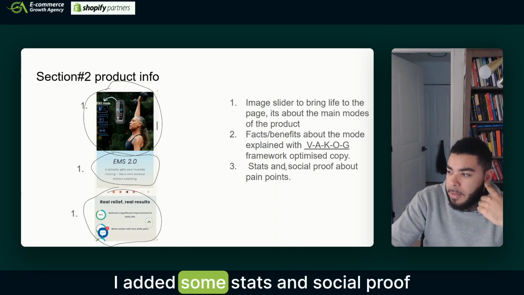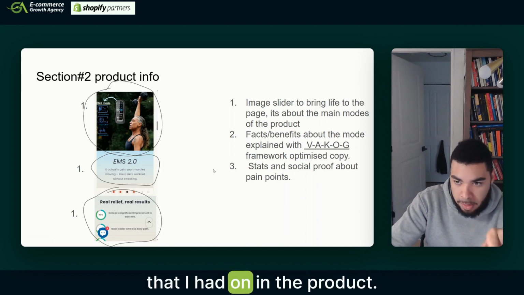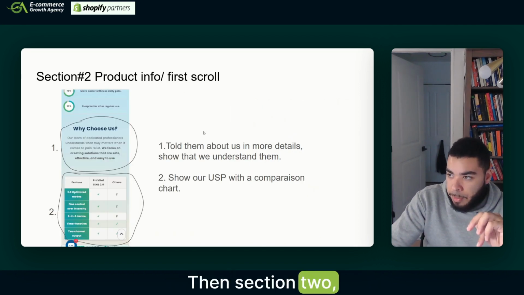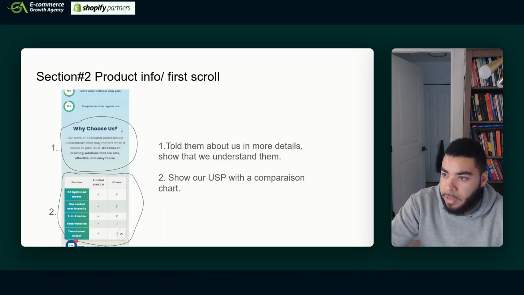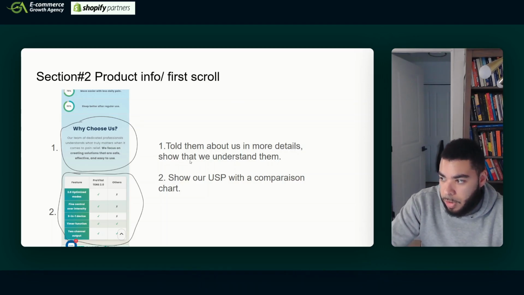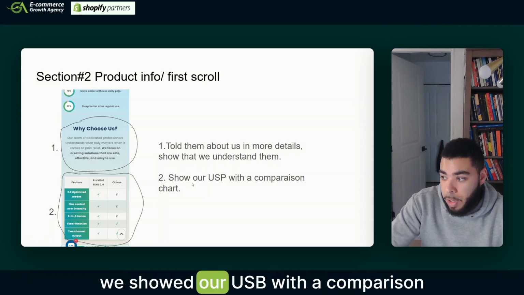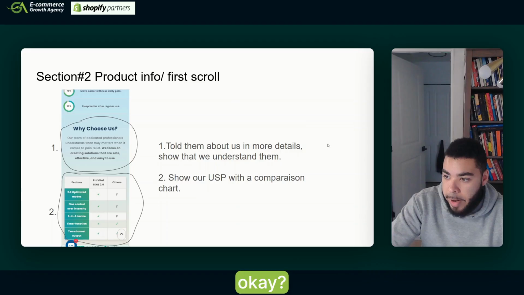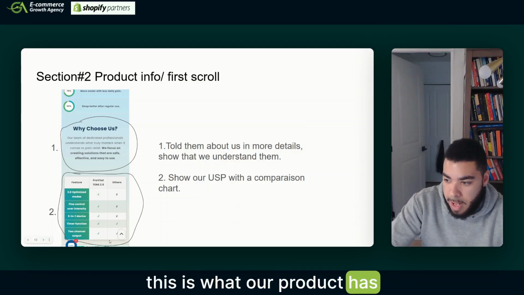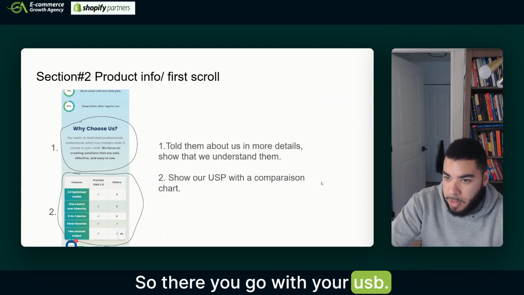All right. 3, I added some stats and social proof about the pain points. All right, like the images that I had in the product. Then section 2. Still the same section. So here, what you can see, I told them about us in more detail, to show that we understand them. Then again, a little recap. 2, here we showed our USP with a comparison chart. Okay, so they can see, look, this is what our product has, and others don't have this, right? So there you go with your USP.